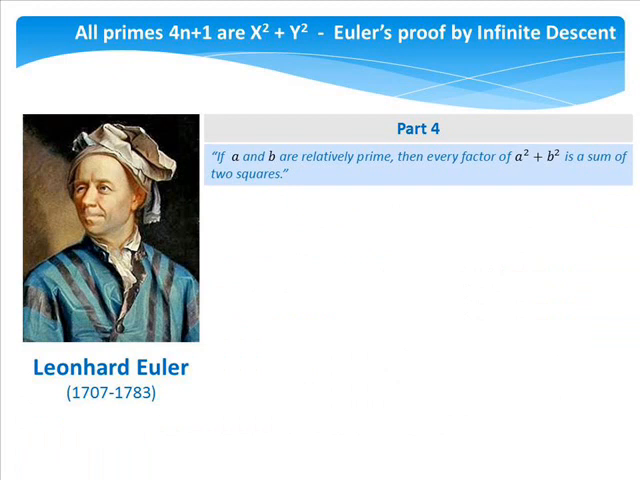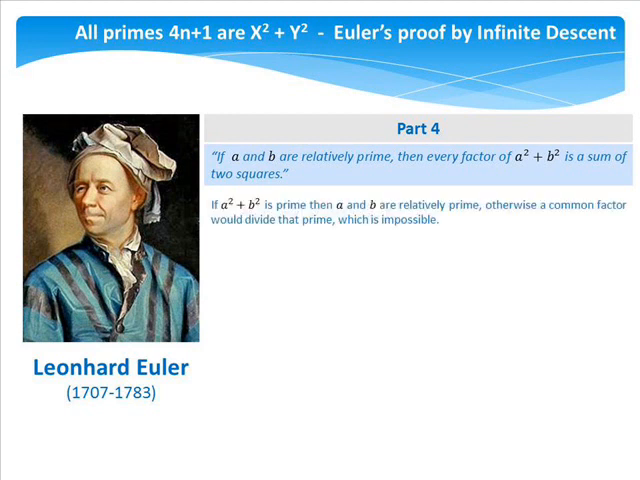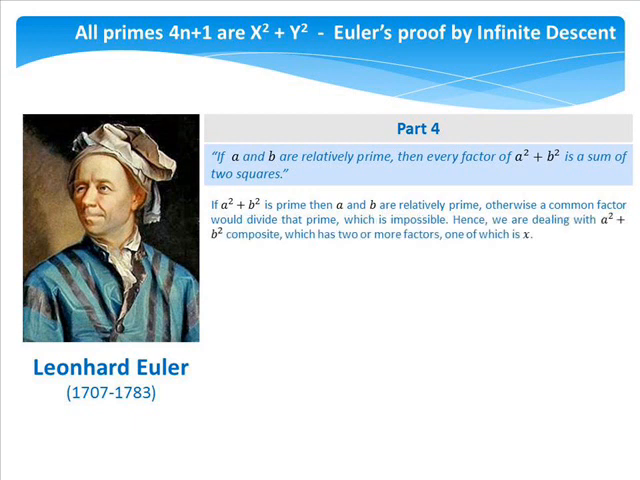If a and b are relatively prime, then every factor of a squared plus b squared is a sum of two squares. To understand why, consider that if a squared plus b squared is a prime number, then a and b must be relatively prime. Otherwise, a common factor would divide that prime. That is a contradiction. It's impossible. Hence, we're dealing with a case where a squared plus b squared is composite, which has two or more factors, one of which is x.